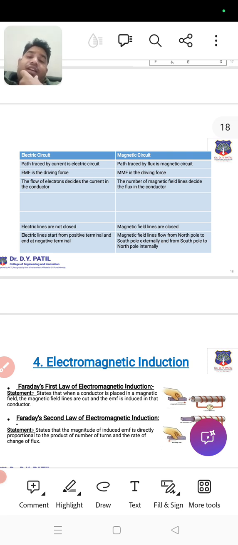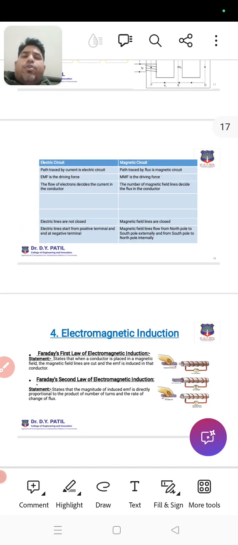Always the electric circuit is traced by the current and the magnetic circuit is always traced by the flux. EMF is the driving force. Here the mmf is there. There is a phi. Phi is equal to mmf divided by s. As per Ohm's law, I is equal to V divided by R. There is a current, there is a flux, there is a voltage, there is a magnetic force, there is an electromotive force, there is a resistance, there is a reluctance.